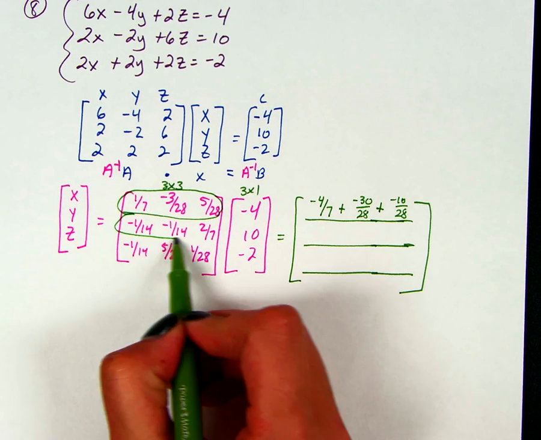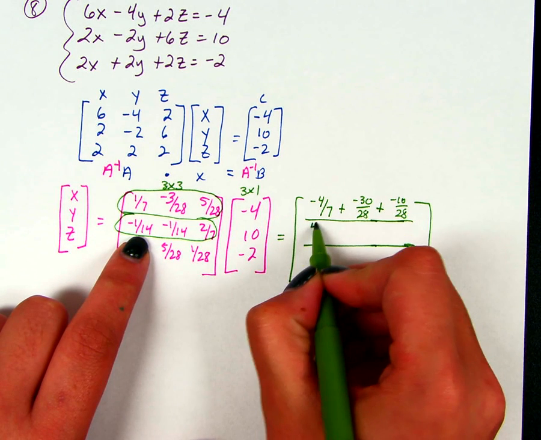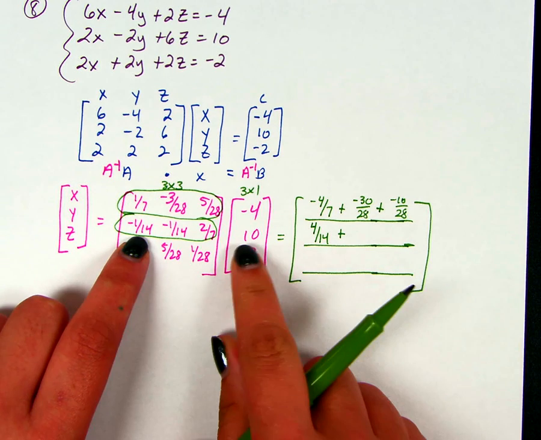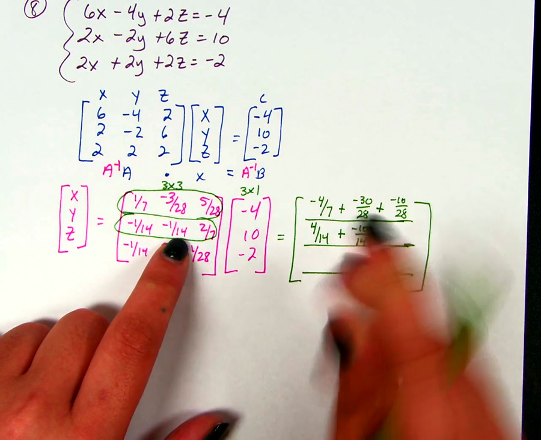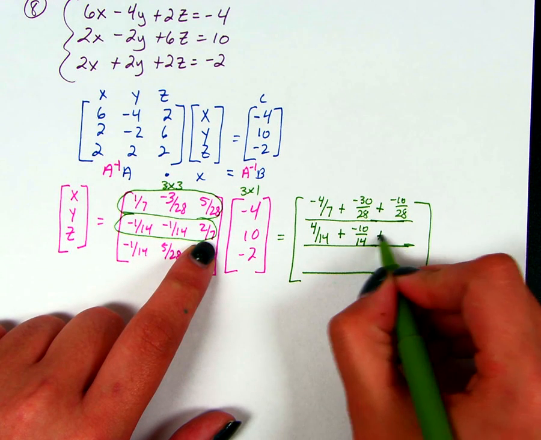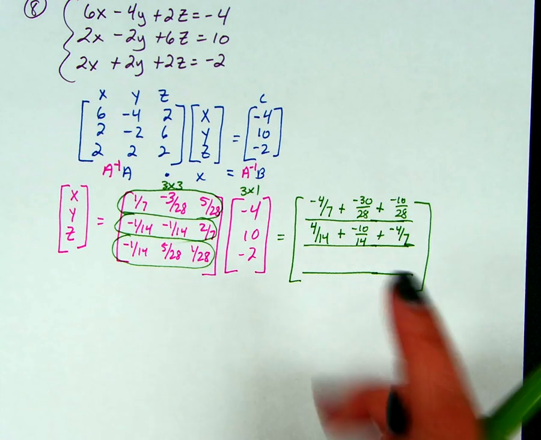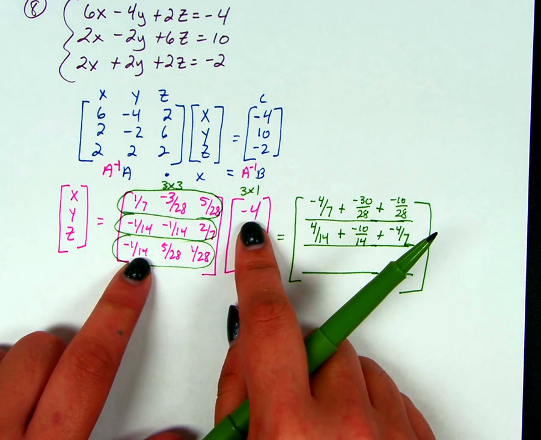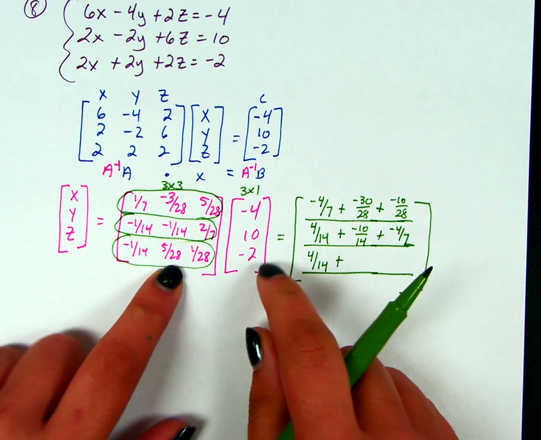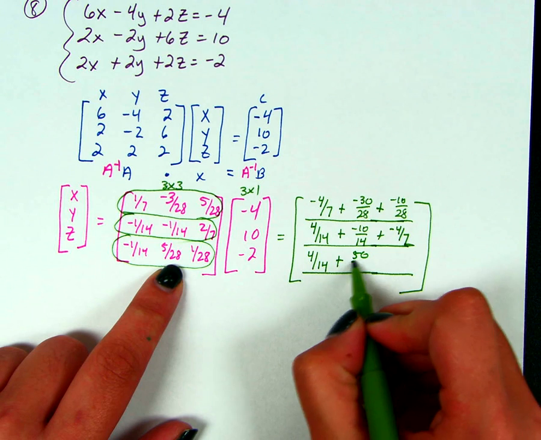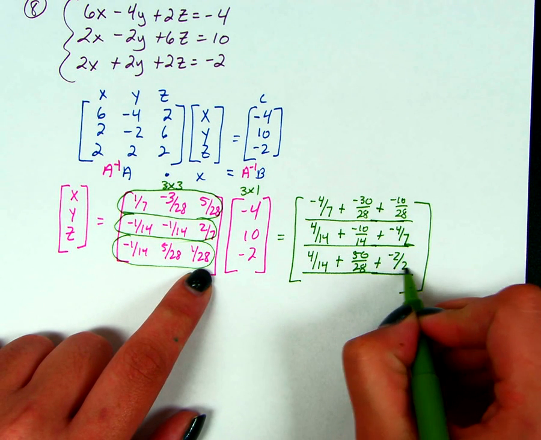So now we're to our second row times our column. So -1/14 times -4 is +4/14. And then -1/14 times 10 is -10/14. And 2/7 times -2 is -4/7. And our last row. So again, -1/14 times -4 is +4/14. And then 5/28 times 10 is 50/28. And 1/28 times -2 is -2/28.